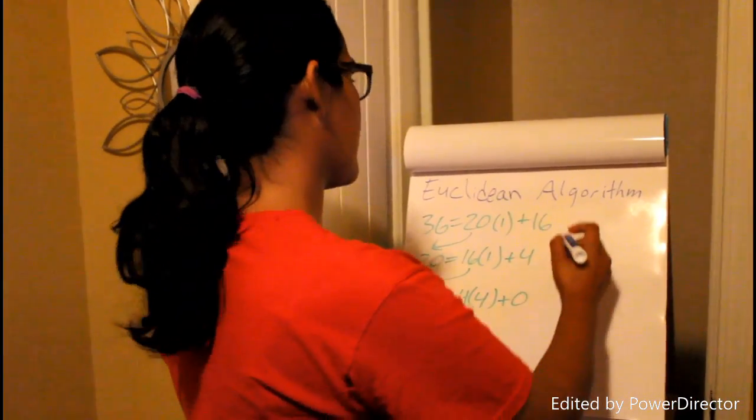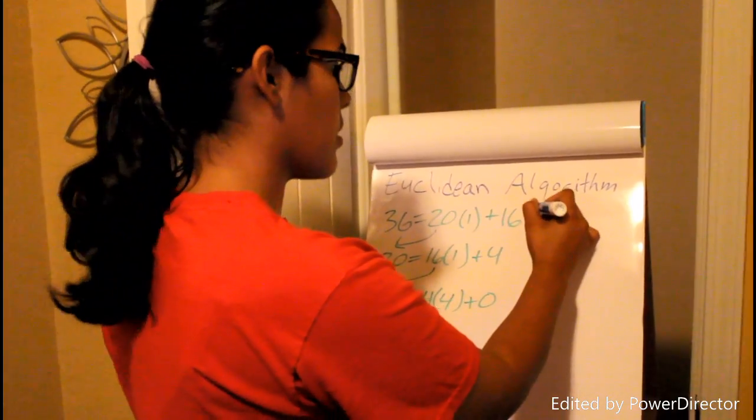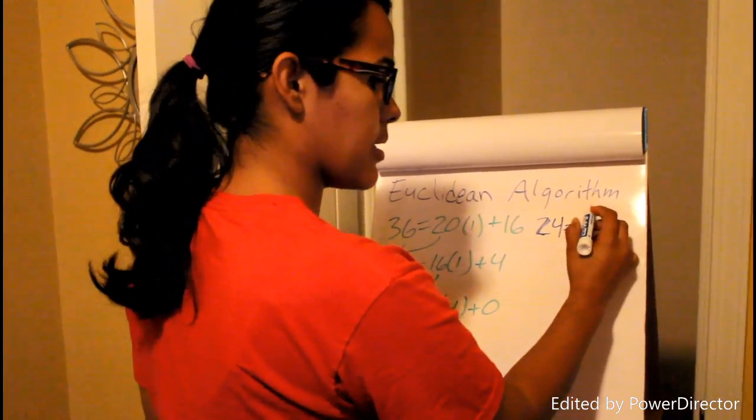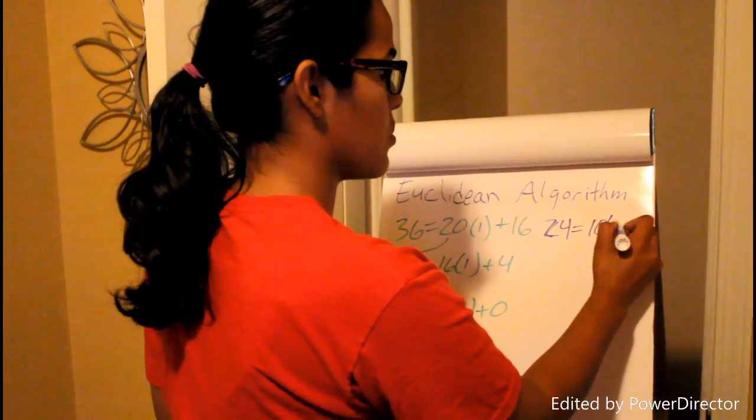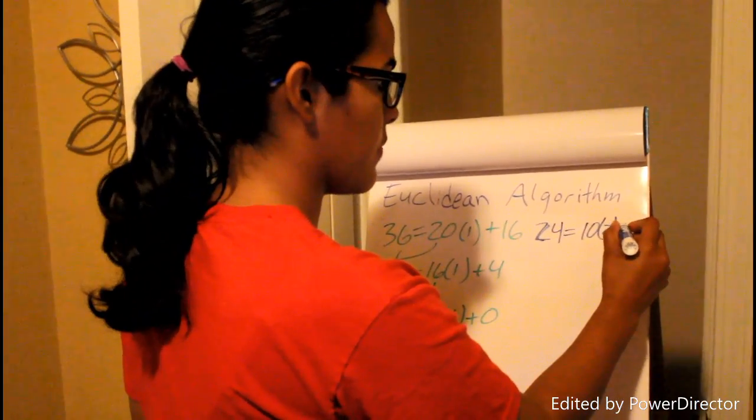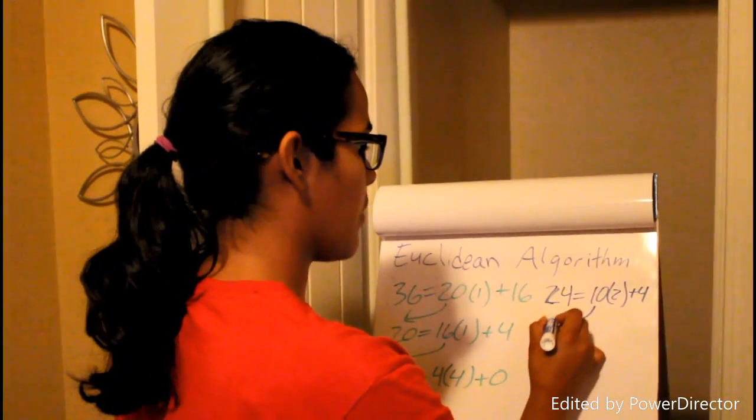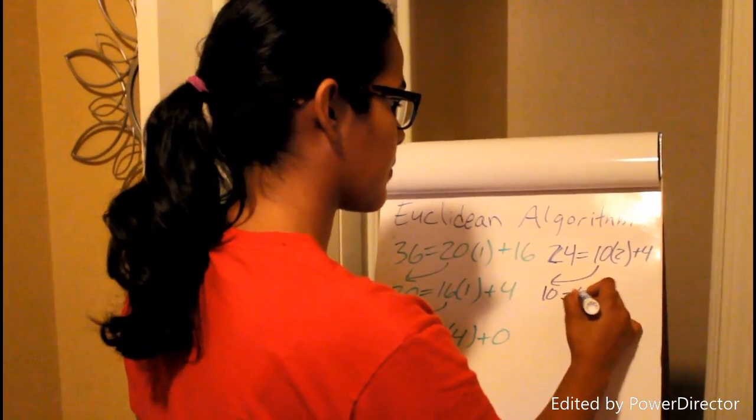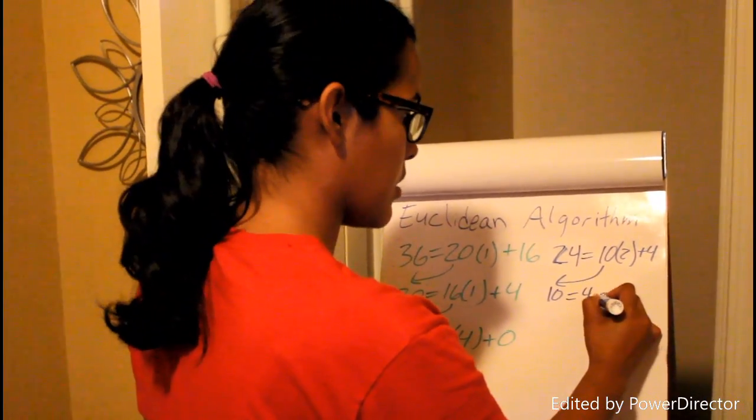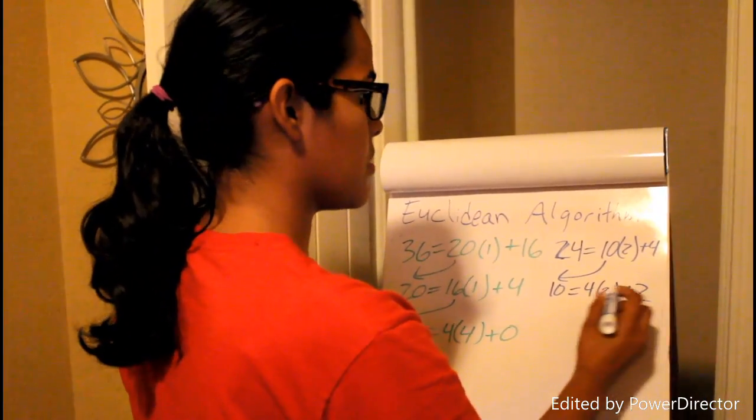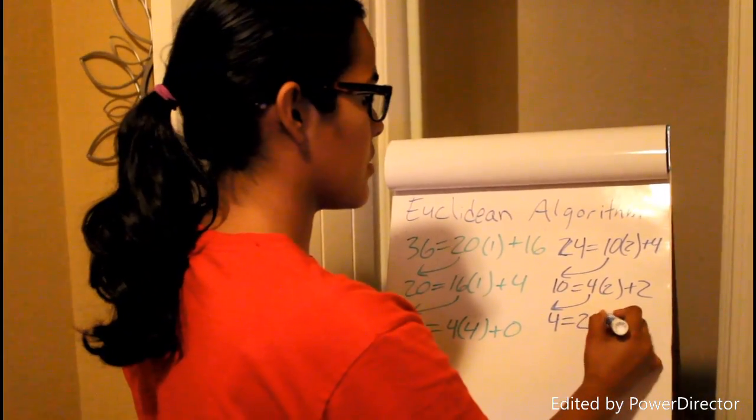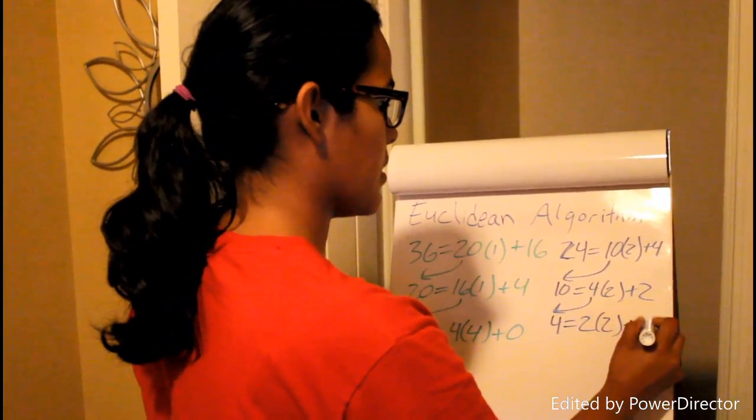The next one will be 24 and 16. So it'll be 16 times 1 plus 8. We'll carry the 16 over here. 16 equals 8 times 2 plus 0.